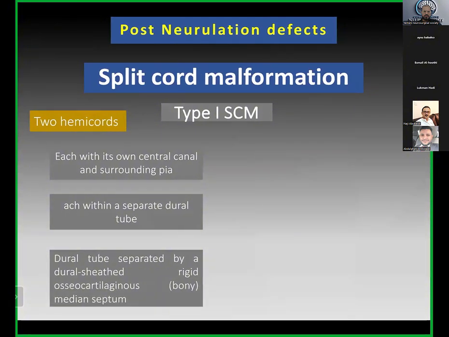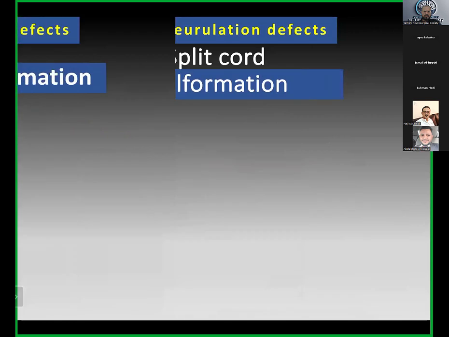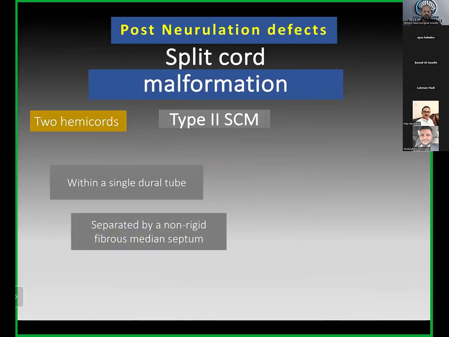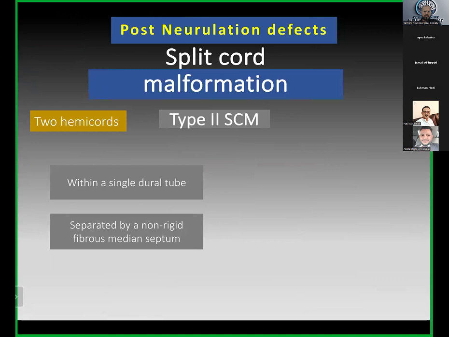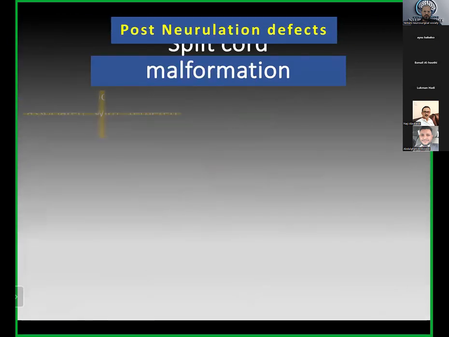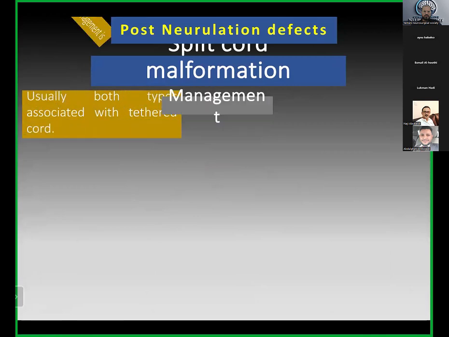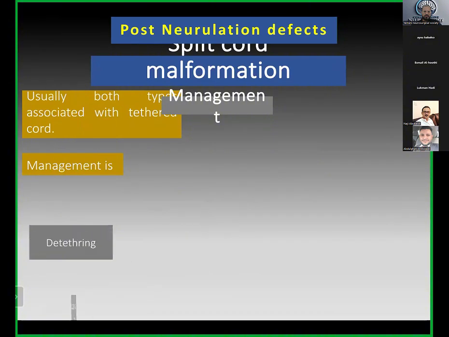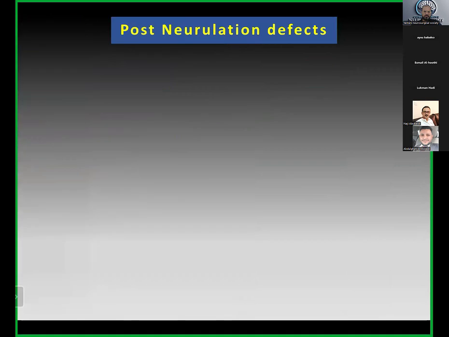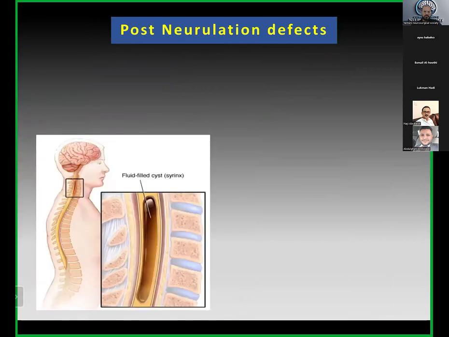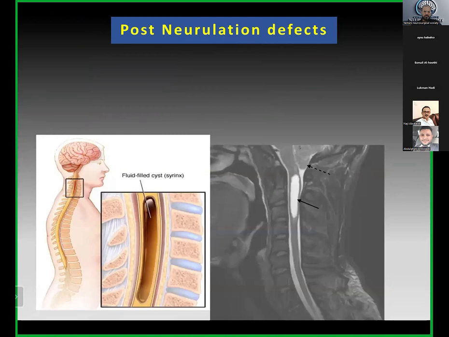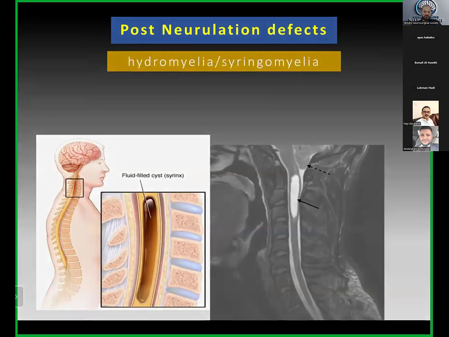This is a type 2 within a single dura tube, separated by a non-rigid fibrous median septum. It's associated usually with tethered cord. The management is removal of the bony or cartilaginous septum, detethering, reconstruction of dura. Also, another type of the spinal post-neurulation defect is hydromyelia and syringomyelia.